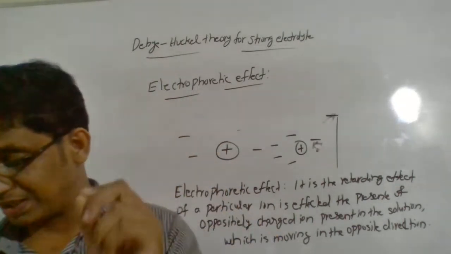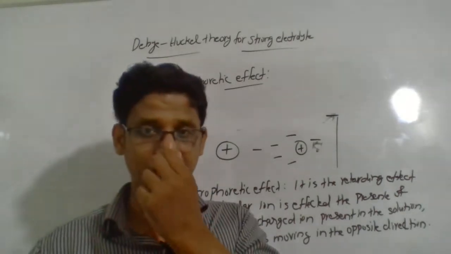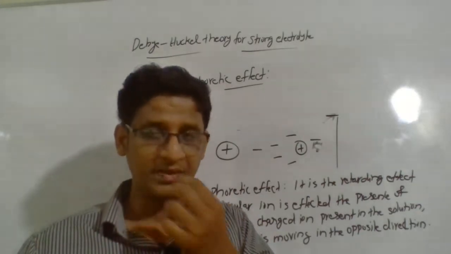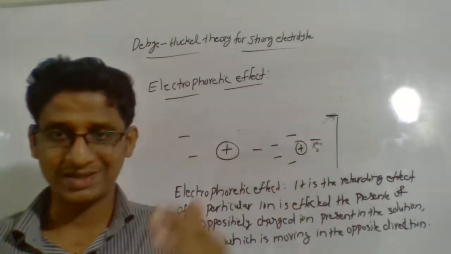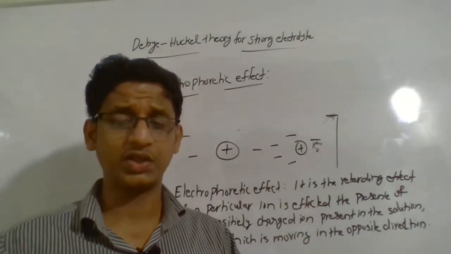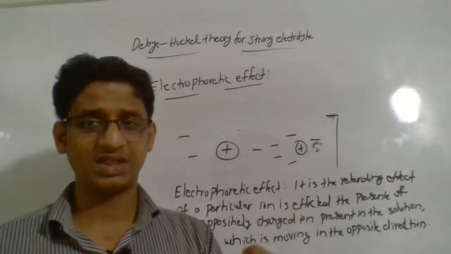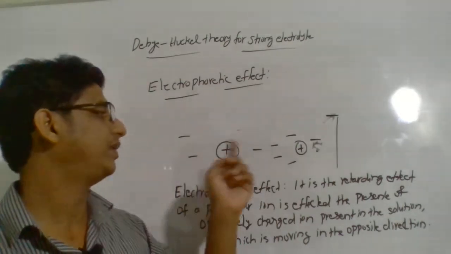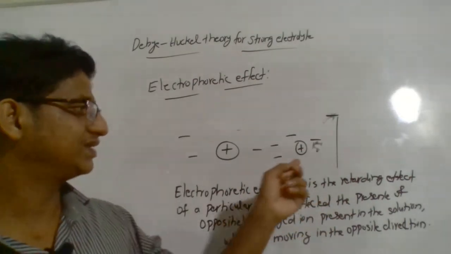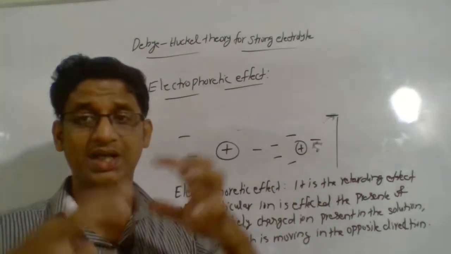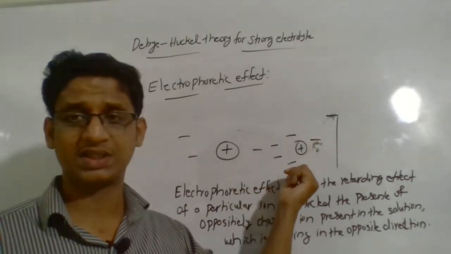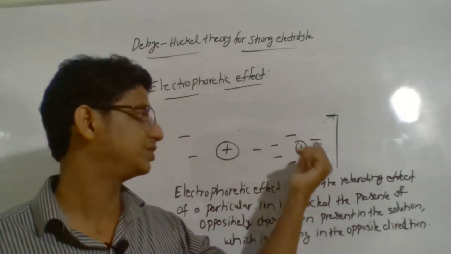The second point we call the relaxation effect, or asymmetric effect. When an electric field is applied, the electrolyte solution conducts electricity because the ions are moving. A positively charged ion moves to the negative electrode, and a negatively charged ion moves to the positive electrode. But what happens when an electric field is applied? The symmetry of the ionic atmosphere will be lost. Positively charged ions are influenced by negatively charged ions, and negatively charged ions also influence positively charged ions.